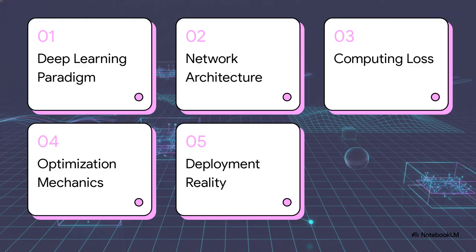Here's our sequential syllabus for today's breakdown. 1. The deep learning paradigm. 2. Architecture of neural networks. 3. Computing the loss function. 4. Optimization and gradient descent. And 5. Real-world deployment reality.